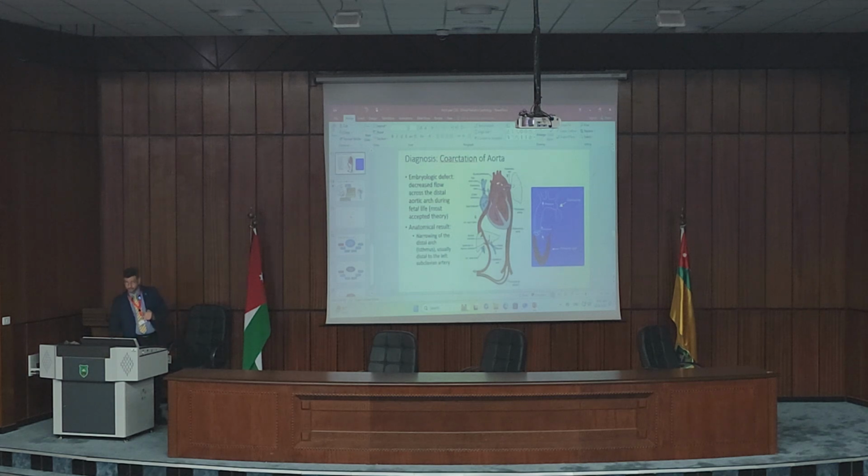So what happens when you have this narrowing? Just like a pipe and you ligated the pipe, the pressure proximal will be higher, the pressure distal will become less, and the left ventricle has to pump with higher force. So that's when you get left ventricular hypertrophy.